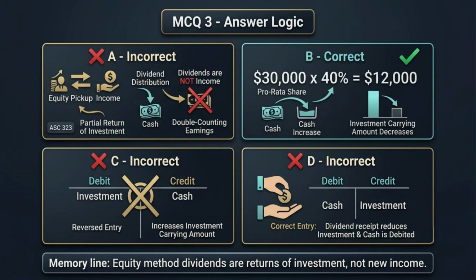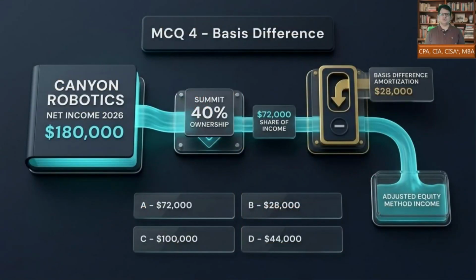Option D is wrong because dividends are recorded, just not as income. Equity method dividends are returns of investment, not new income. MCQ4 tests basis difference amortization.